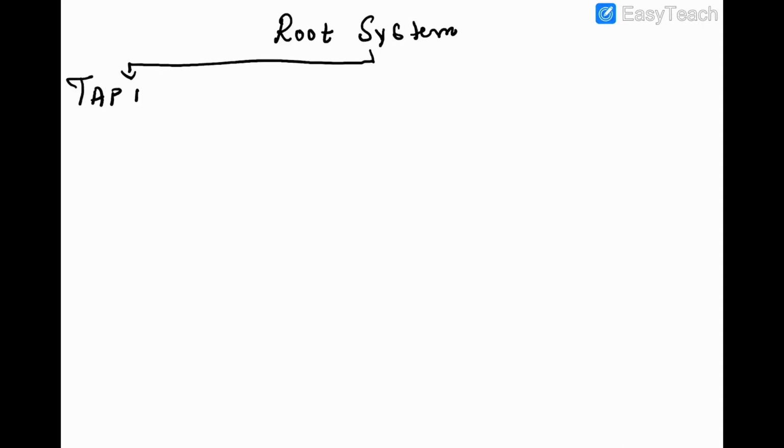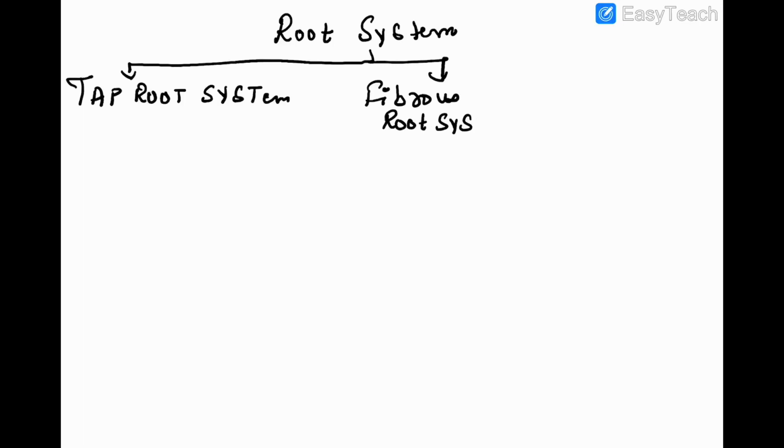The root system is of three types. First is the taproot system. Second is the fibrous root system. And third is the adventitious root system.